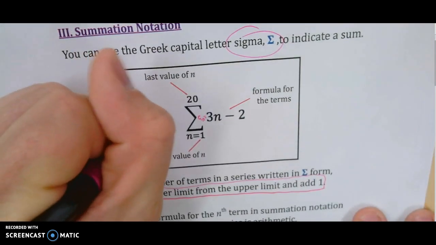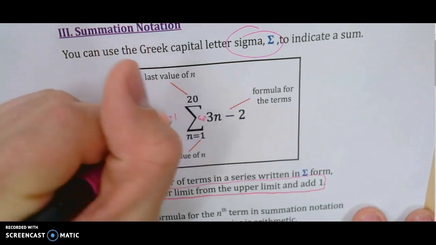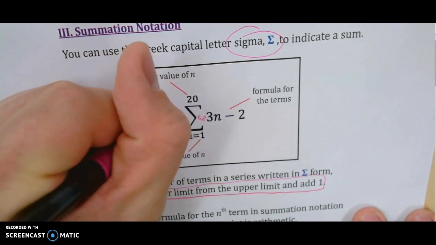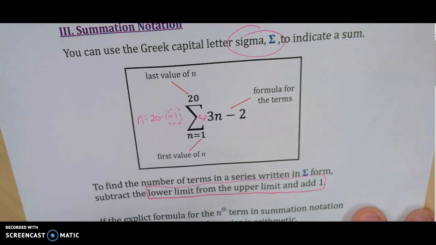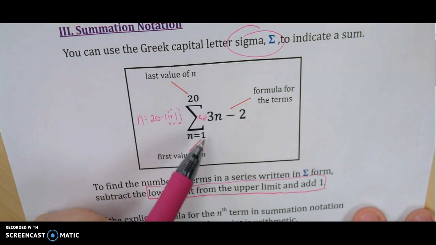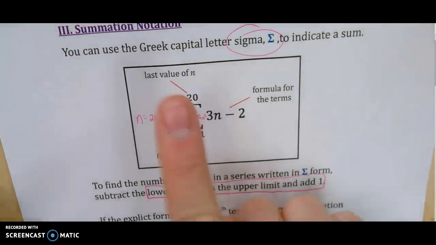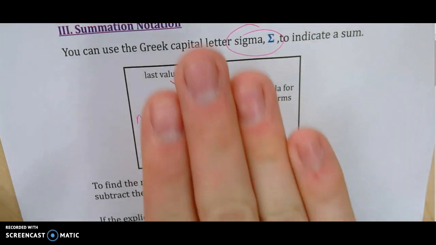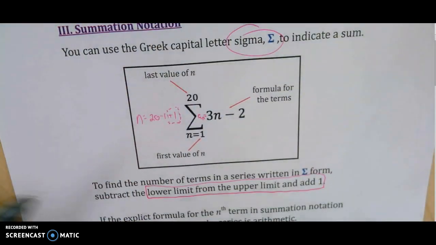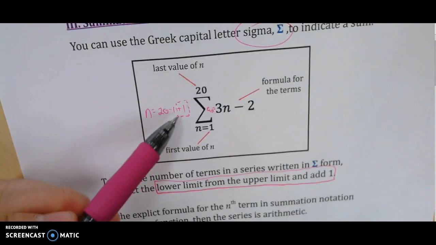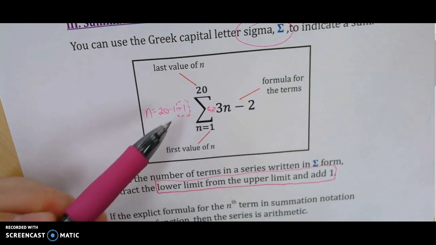So in this case, 20 minus 1 plus 1. This little plus 1 here will always ring true. And the reason for that is if I start counting at 1, that first term is included. If I wanted the first 5 terms, I start counting at 1: 1, 2, 3, 4, 5. So I have 5 total terms. That first term is included. If you did straight subtraction, that would get eliminated.